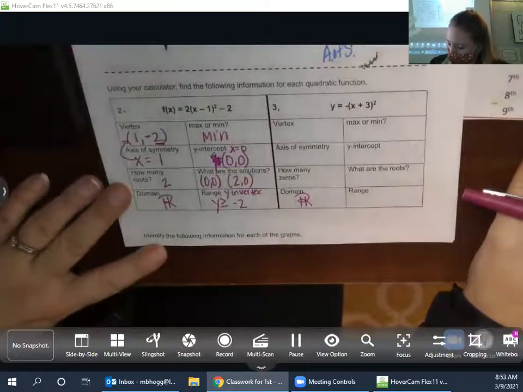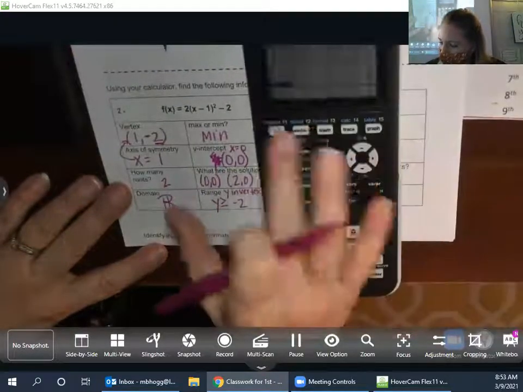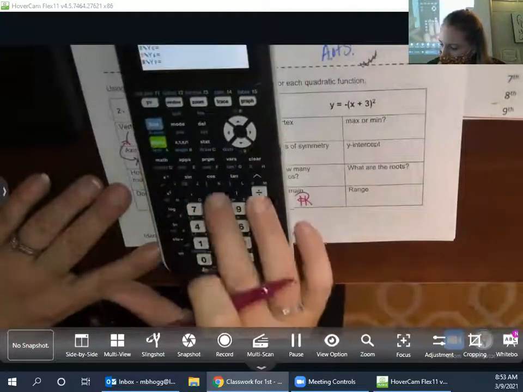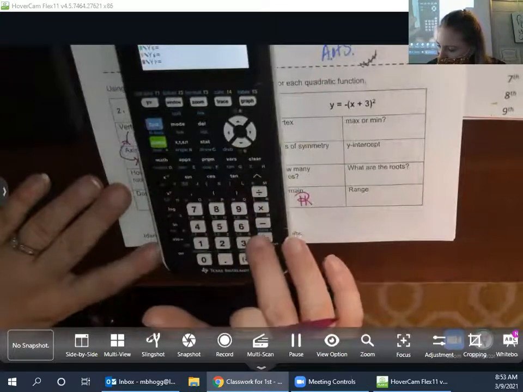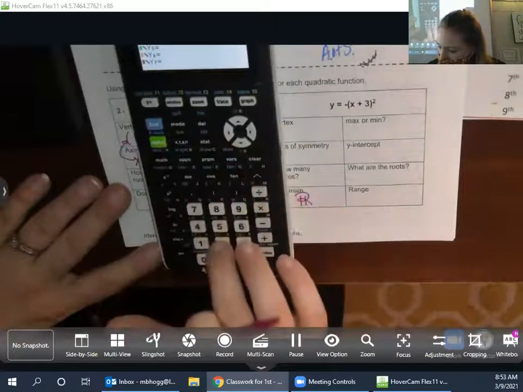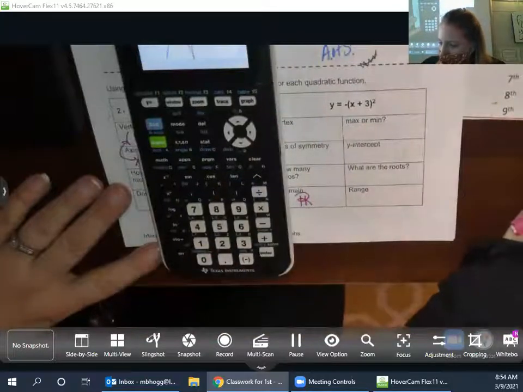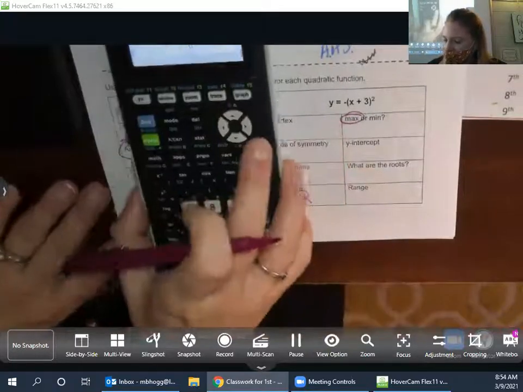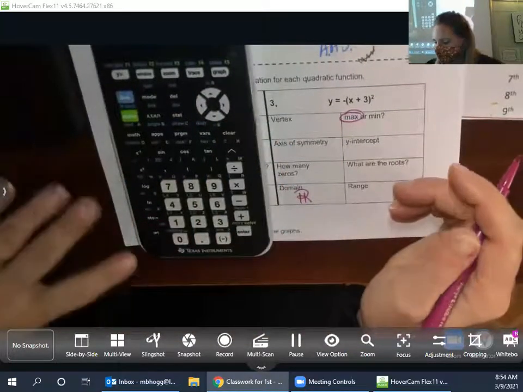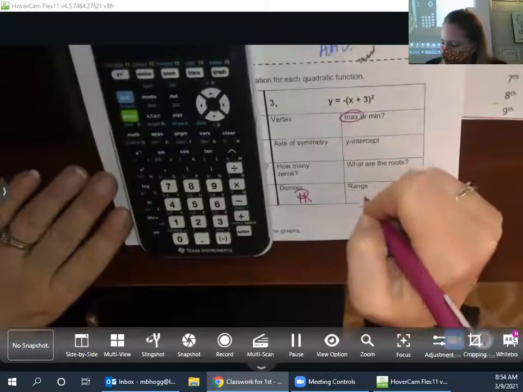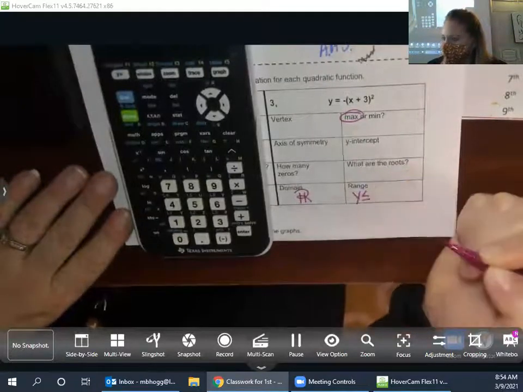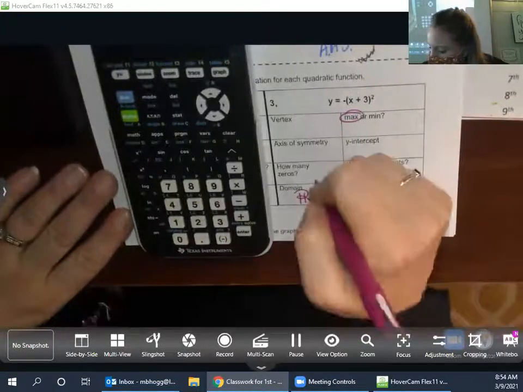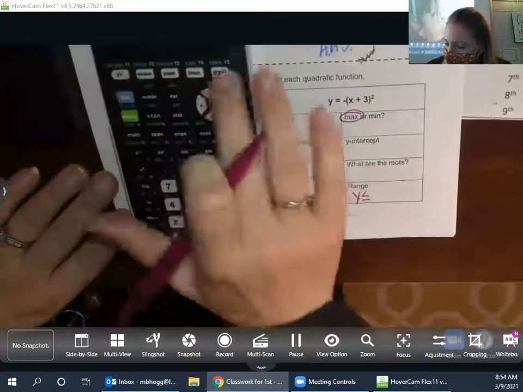All right. Let's do the second one. Go ahead and put that in your calculator. Y equals negative, parentheses, x plus 3, parentheses, squared. All right. So we can see that this one's going to be a max. The vertex is going to be at the top. It's also going down, so we know the range is going to be y is less than or equal to. And it looks like there's only 1 zero, but we'll be able to tell that for sure on our table.